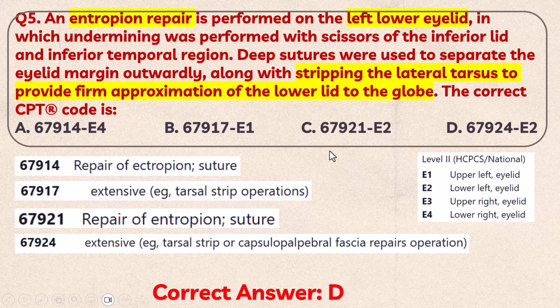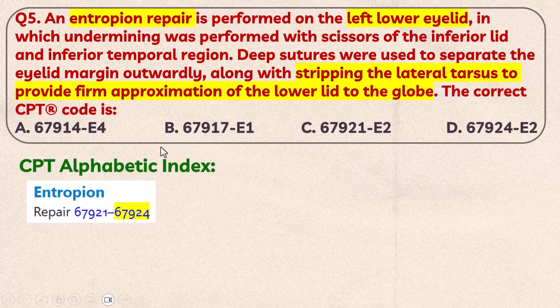If you encounter this case in the real working world, you have to use the CPT alphabetic index. Once you go to the CPT alphabetic index, you can directly go for the index term entropion and then go for the subterm repair. It will lead you to the following code series. Again, come back to the tabular list and confirm the answer. Once you confirm, the correct code will be answer D.